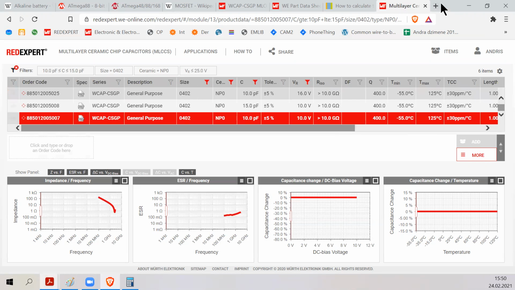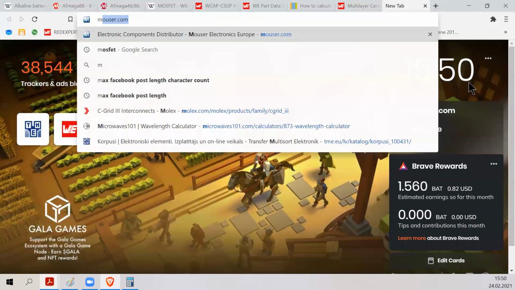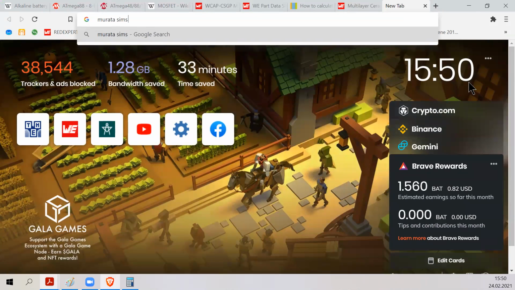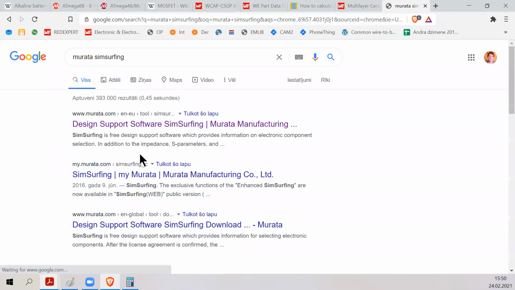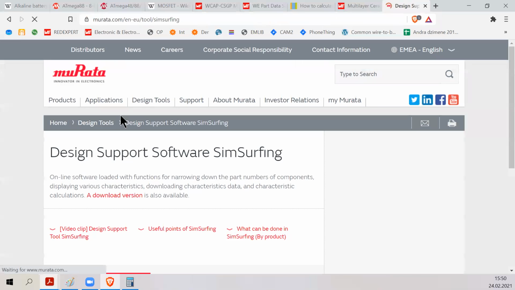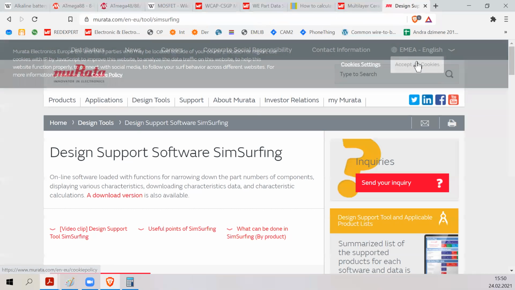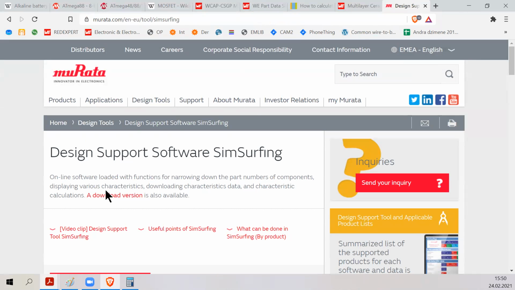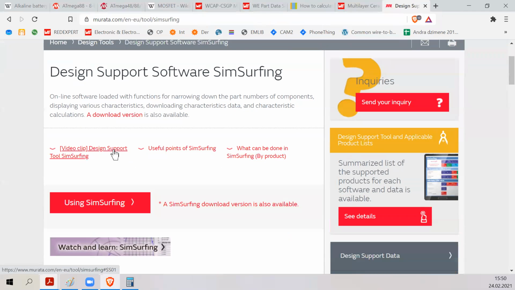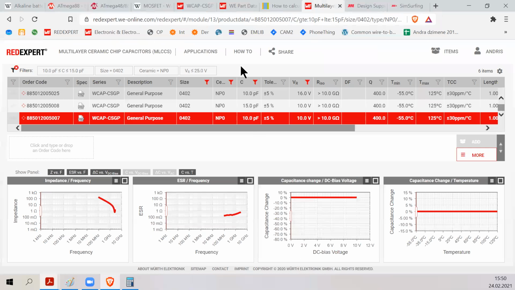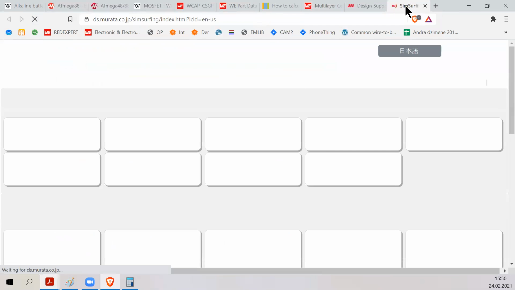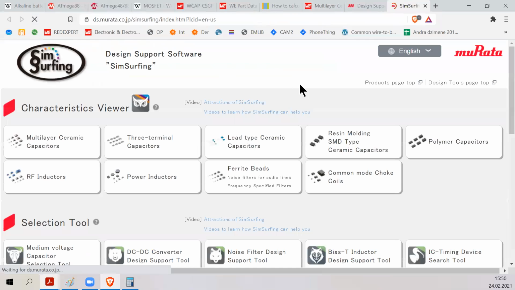Or for example, if I want more precision, I can also check out Murata SimSurfing. So Murata is a big Japanese component manufacturer. They have more nominals usually than Würth Elektronik, so you can use Murata. They're very good. Würth Elektronik sends free samples, so I like them because they send free samples. But Murata has more options usually.